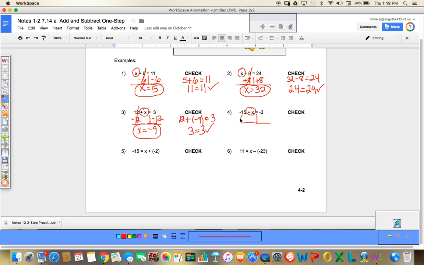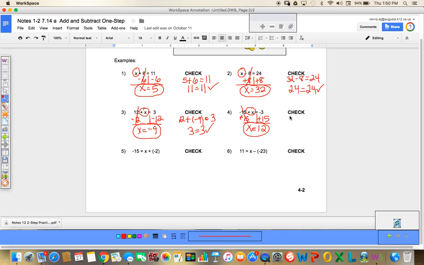If you said add 15, you are correct because that's the additive inverse property. When you add its opposite, it always equals 0. So cancel those out, bring down your x, and negative 3 plus 15 is what? 12.